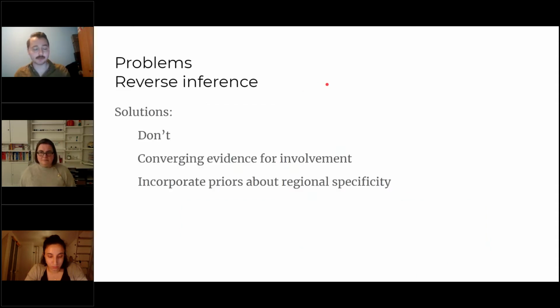So a couple of ways to not do reverse inference, or to mitigate the problem. The first, of course, is to not do reverse inference. So to just not feel the need to specify or to hypothesize about what brain areas that you did not expect to find might be doing in your task, because you don't have a specific hypothesis for them, so just ignore them. Maybe some better solutions are to find converging evidence for the involvement of the cognitive process that you're interested in.